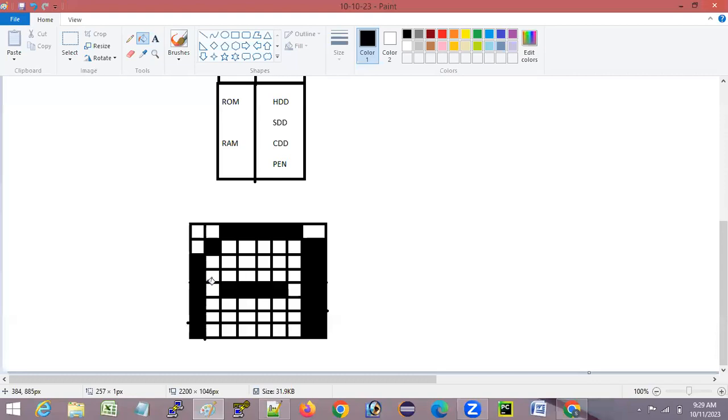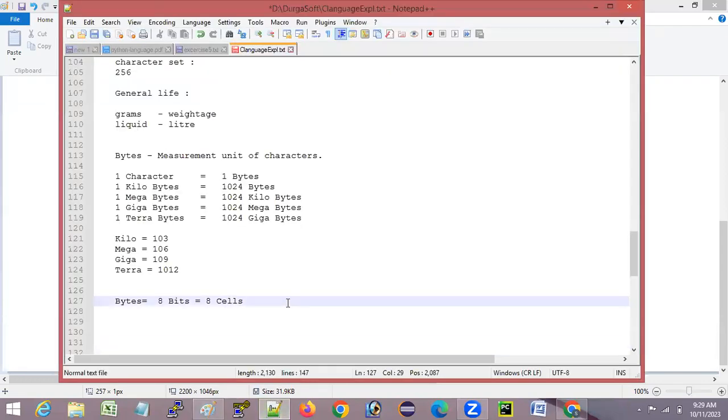When you have the character, it is going to be filled with dots. That is called DPI, dots per inch. Okay, guys, got the idea? Now 1 byte equals 8 bits, or 8 cells. So that is nothing but bits. What is the long form of bits? Binary digits. B and the last digits: that is bits, binary digits.